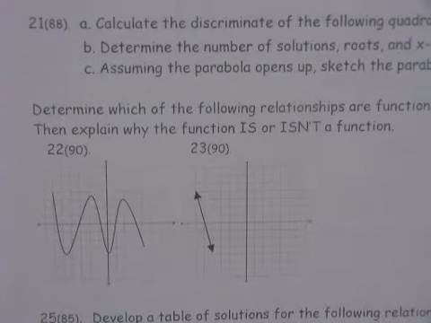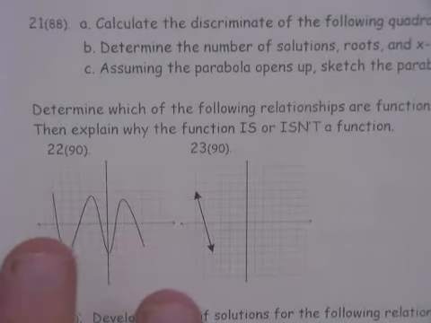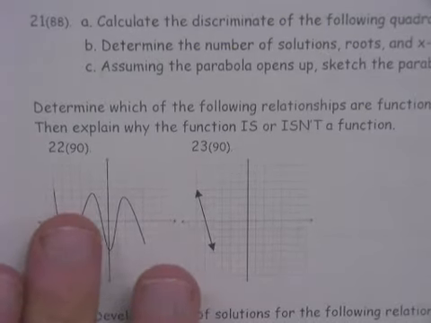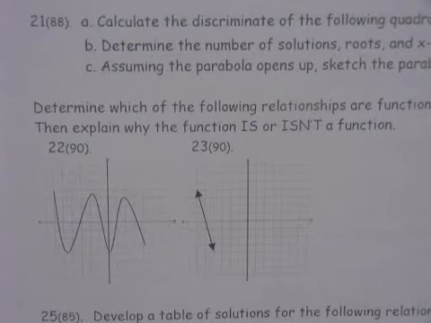We did it earlier this week. All right. And then it says explain why the function is or isn't a function. So we're starting with number 22. Well, how do you do this? We did this on Monday. Remember, to identify a function, you use the vertical line test.